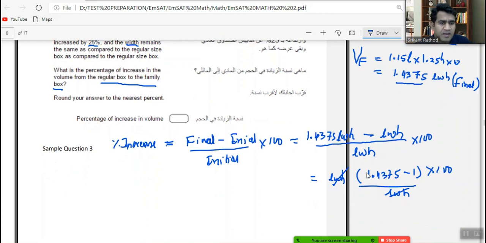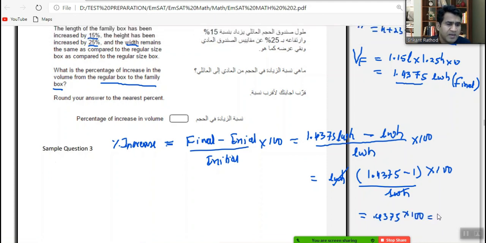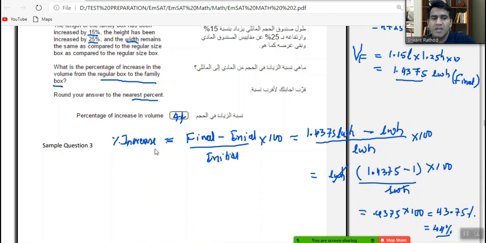So we are getting here 1.4375 minus 1, so we'll be getting this as 0.4375 into 100. If you multiply it by 100, then it becomes 43.75%. And if we round it to the nearest value, they said round your answer to the nearest percent, so 43.75 can be rounded to 44%. So the volume of the new box got increased by 44%. So you need to write it here as 44. Okay, this is how you solve. Next, let's move to the next question.